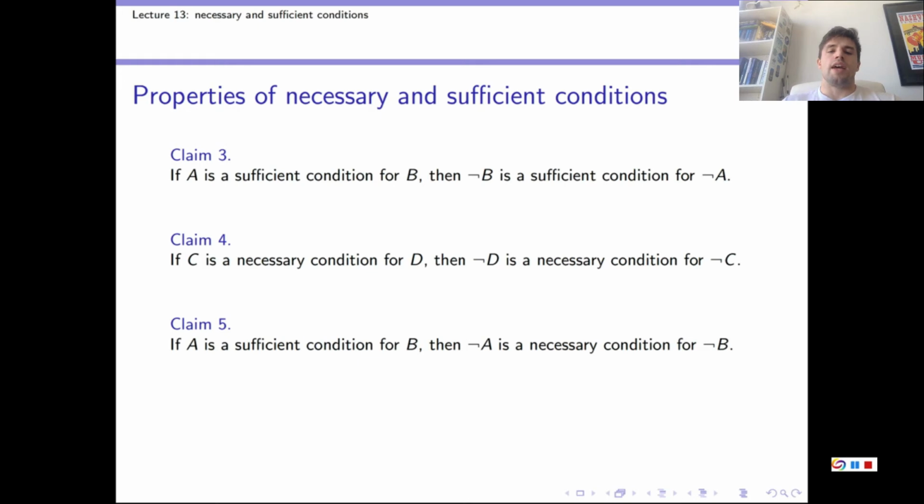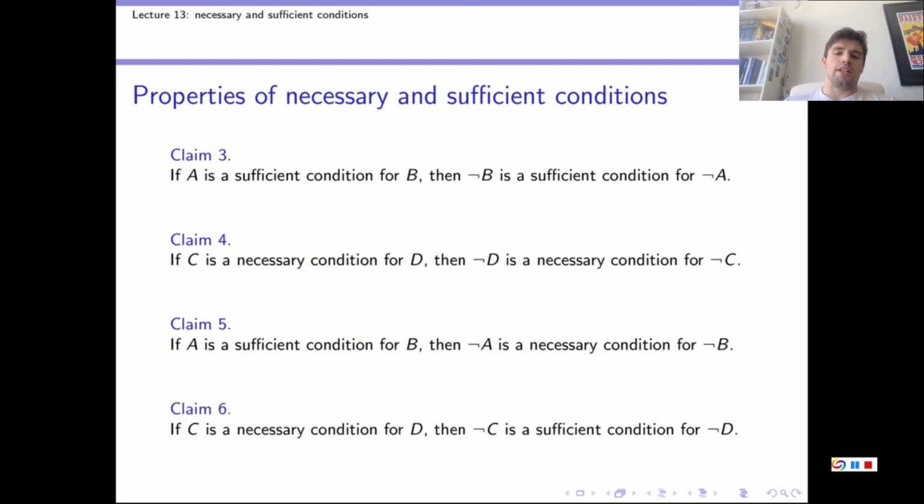Claim 5 says that if A is a sufficient condition for B, then not A is a necessary condition for not B. And claim 6 says that if C is a necessary condition for D, then not C is a sufficient condition for not D. Claims 5 and 6 tell us how sufficient and necessary, those terms, interchange, depending on whether we're talking about properties or whether we're talking about their negations. Together with claims 1 and 2, the 6 claims we've seen in this video constitute some basic properties of necessary and sufficient conditions that we'll appeal to a lot as we move on through this week and next.